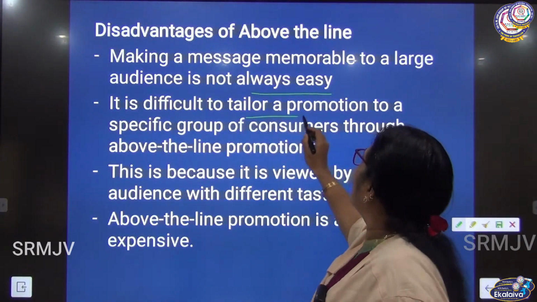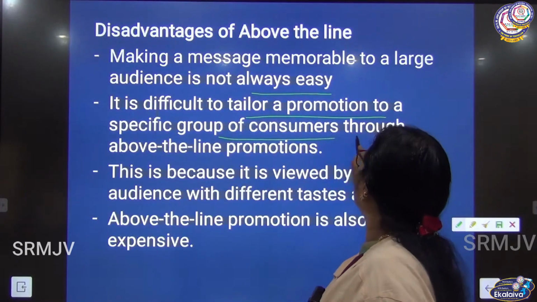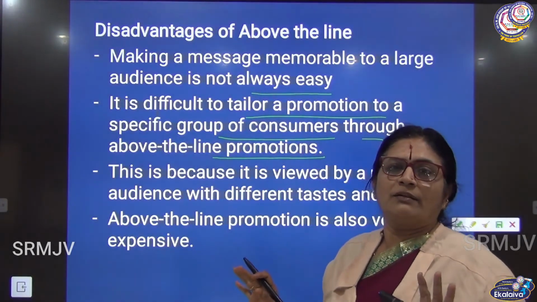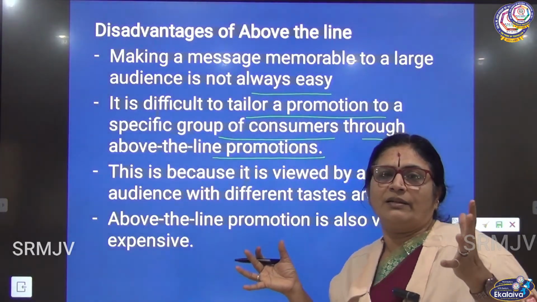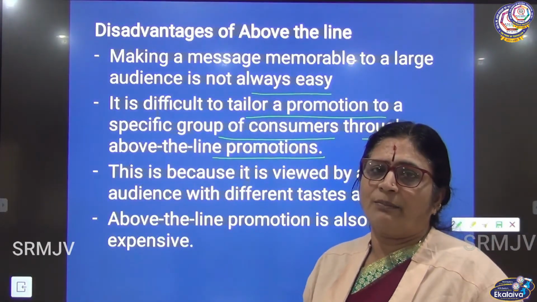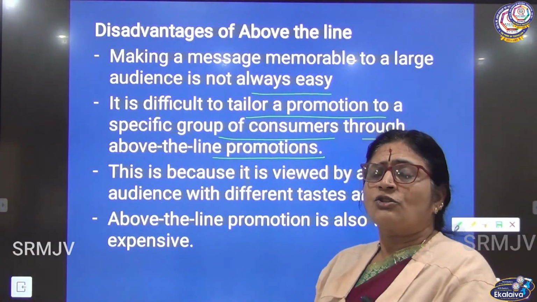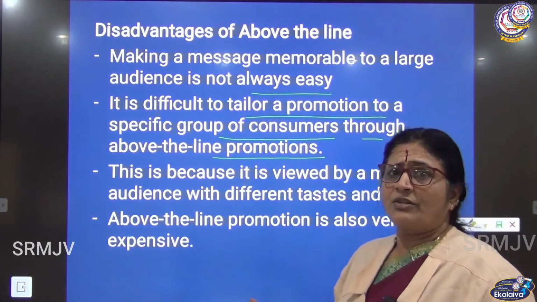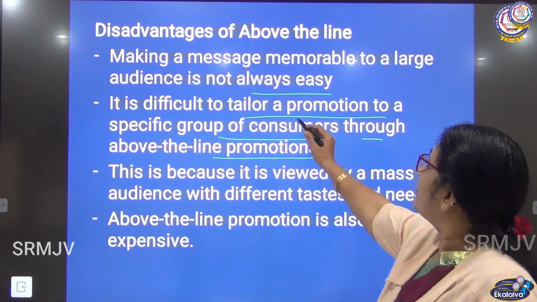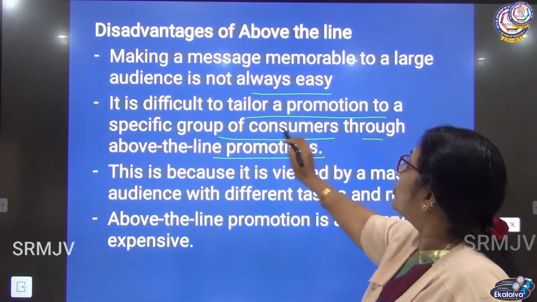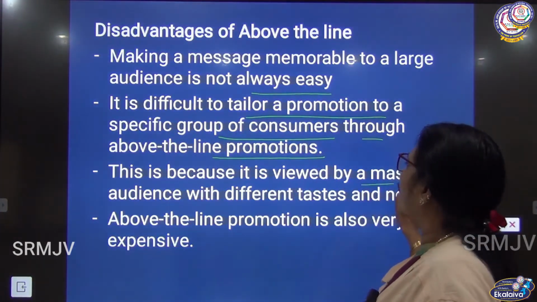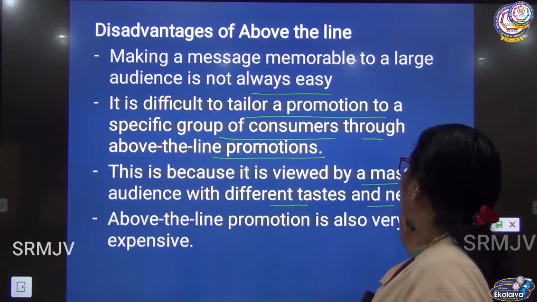It is difficult to tailor a promotion to a specific group of consumers through above the line promotions. Now you cannot predict, you cannot satisfy everybody. You have around 100 million people living, for example in India, or all over the universe. Let us take for an example. You cannot satisfy everybody, isn't it? So there might be some advertisements which are not liked by people. So it is difficult to tailor a promotion to a specific group of consumers through the above the line promotion. It is because it is viewed by a mass audience with different tastes and needs.